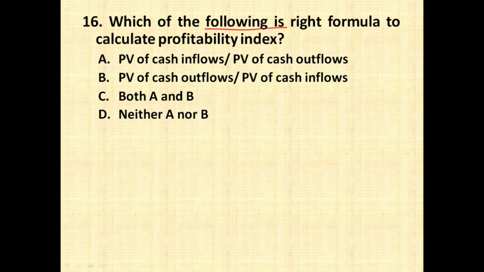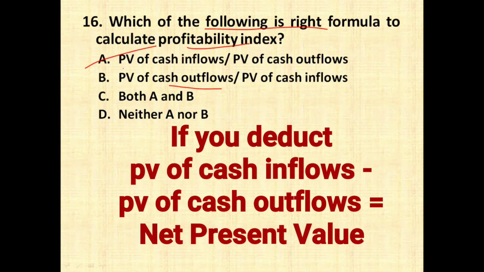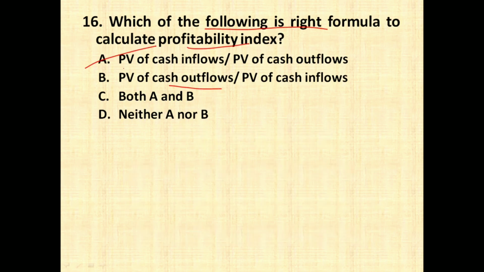Which of the following is the right formula to calculate profitability index? Present value of cash inflows divided by present value of cash outflow, present value of cash outflow divided by present value of cash inflow, both A and B, neither A and B. So right option is option number A, that is present value of cash inflows divided by present value of cash outflows. If you deduct present value of cash inflows minus present value of cash outflows, you get the formula for NPV, that is net present value.